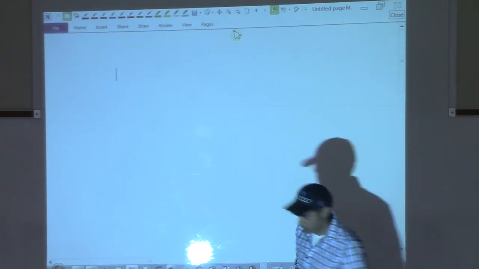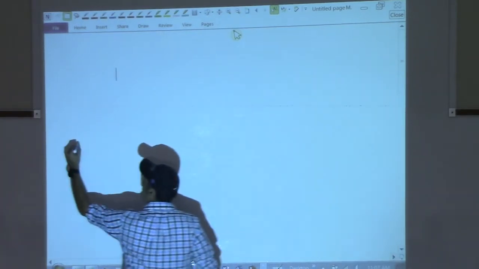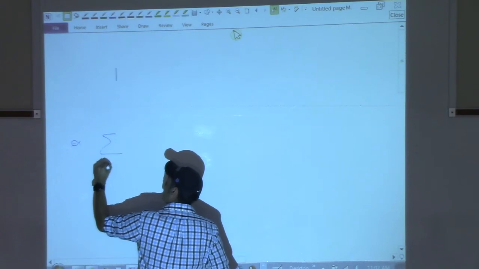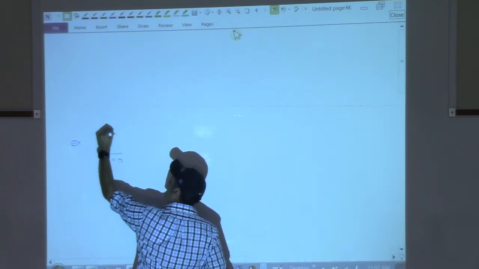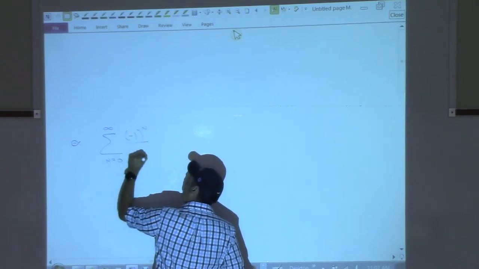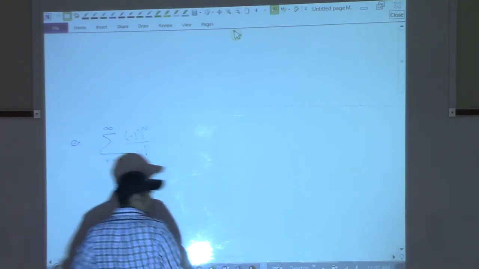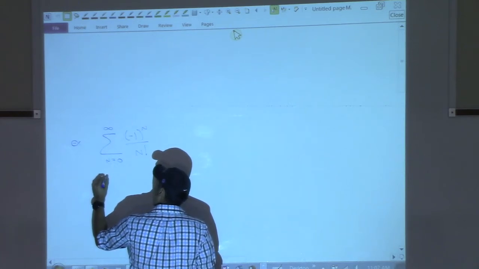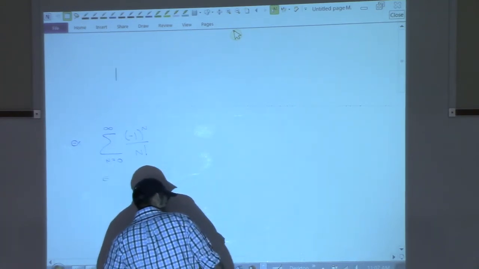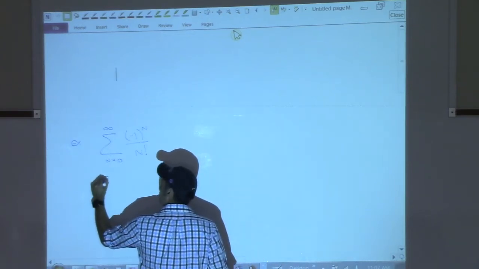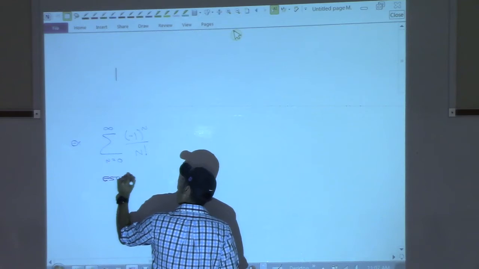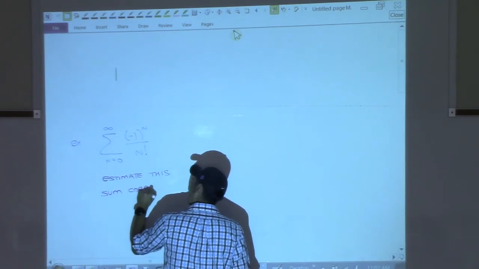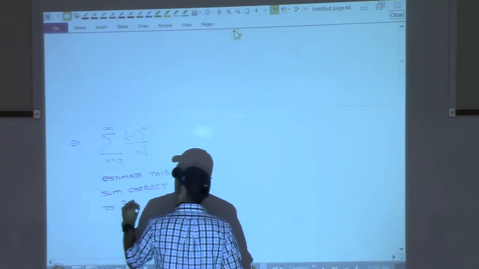Okay, so as an example, if we take a look at the sum n equals 0 to infinity of negative 1 to the n over n factorial. All right, so if we take a look at that, we want to estimate this sum correct to 3 decimal places.